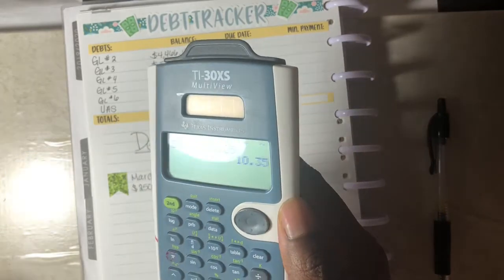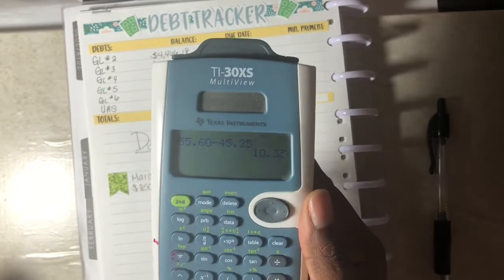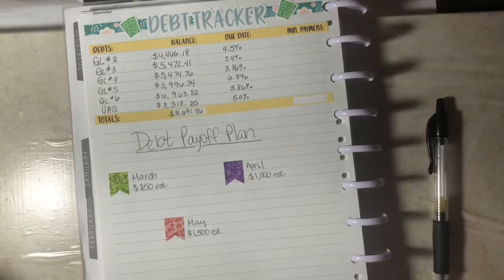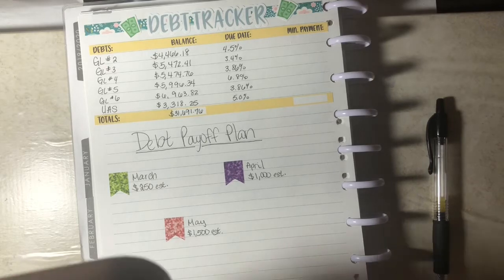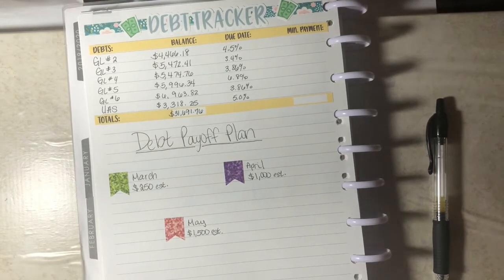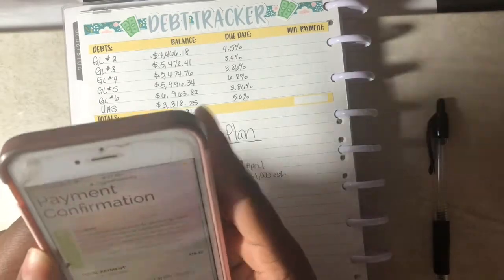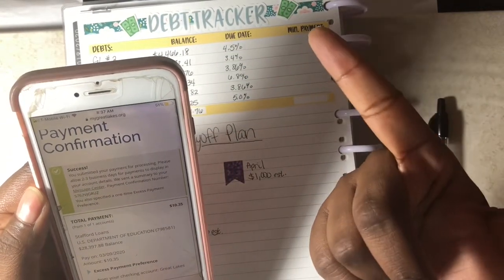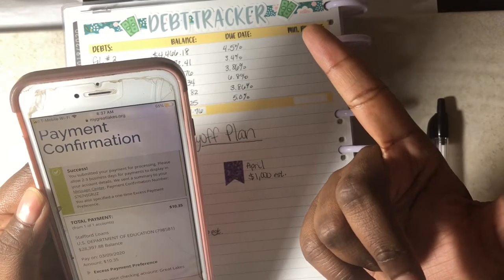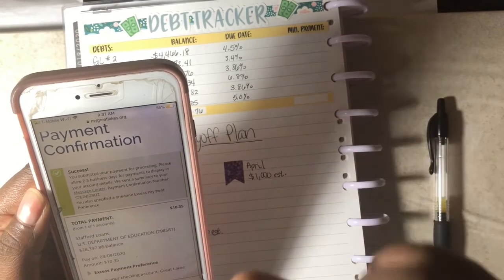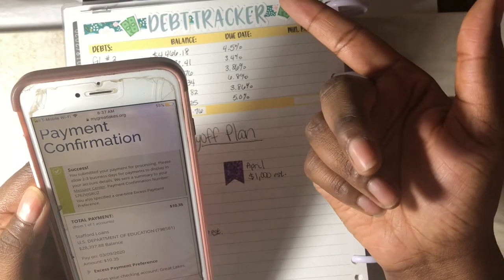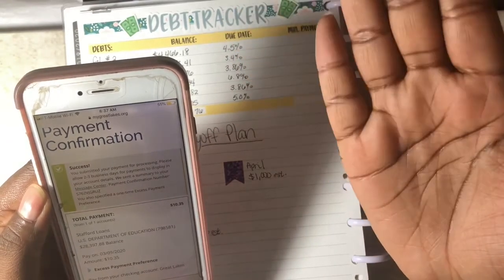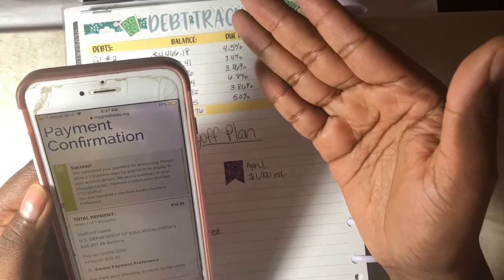So next, my last payment is for the interest in the amount of $45.25. And again, I have to pay it in this order because for some reason, when you make multiple payments with Great Lakes, they pay them in the backwards order. So if I pay the interest first, it will apply it second.